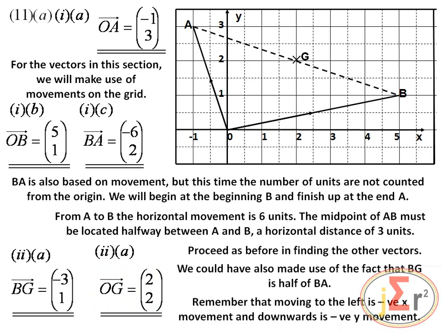Remember that moving to the left is negative x movement and downwards is negative y movement. If the movement had been going down, that would have been a negative y movement. And as long as we are going to the left, that represents a negative x movement. So we are to be careful when we are making our movements and representing them numerically, because we need to be aware of the implications of the direction as it pertains to the signs.